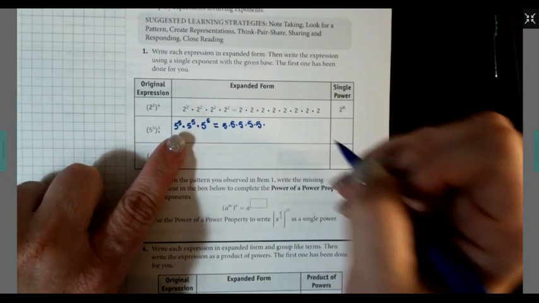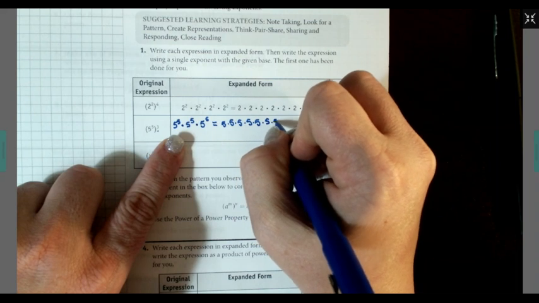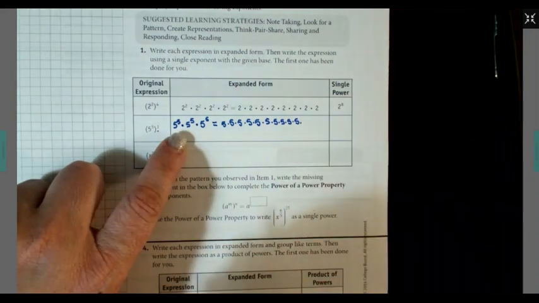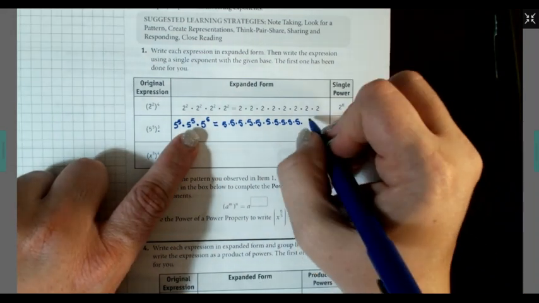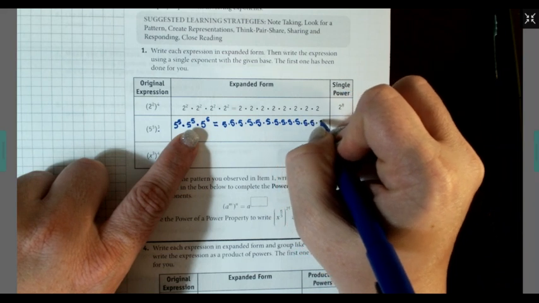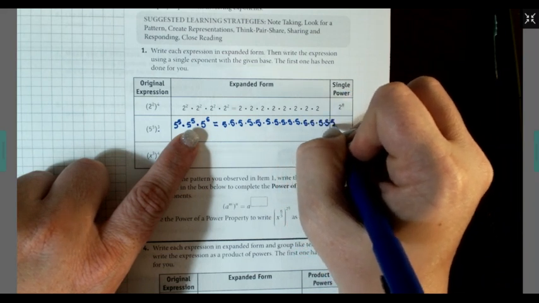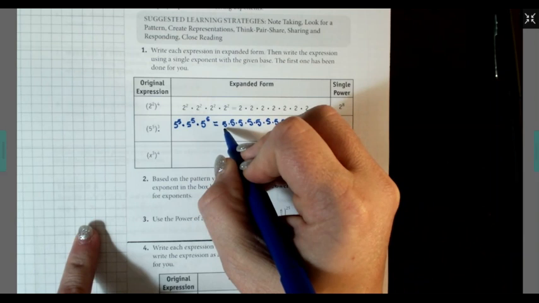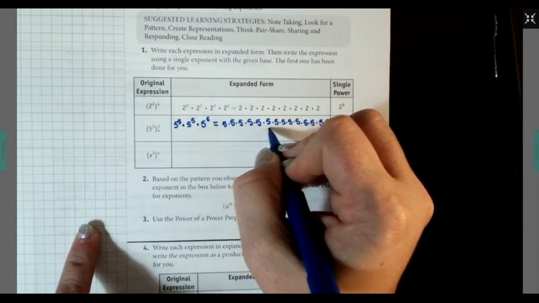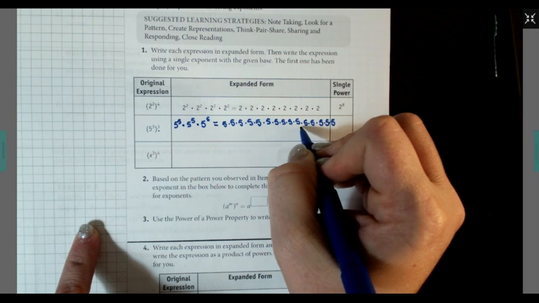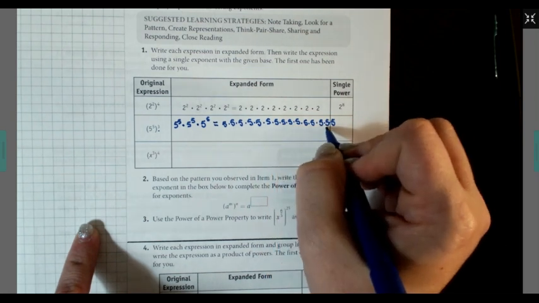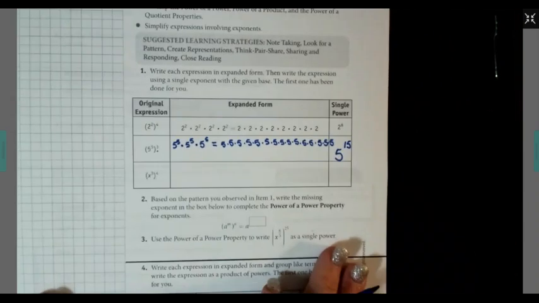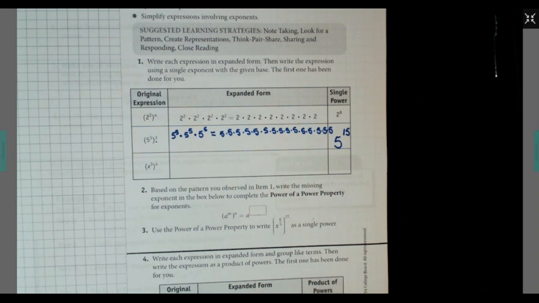Now we're going to do our second set of 5s. 1, 2, 3, 4, 5. Now we're going to do our last set of 5s. 1, 2, 3, 4, 5. Ooh, that's a lot of 5s. Let's go count them up now. 1, 2, 3, 4, 5, 6, 7, 8, 9, 10, 11, 12, 13, 14, 15 5s. So we have an exponent of 15.